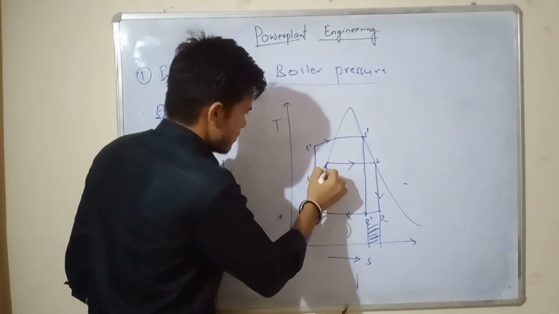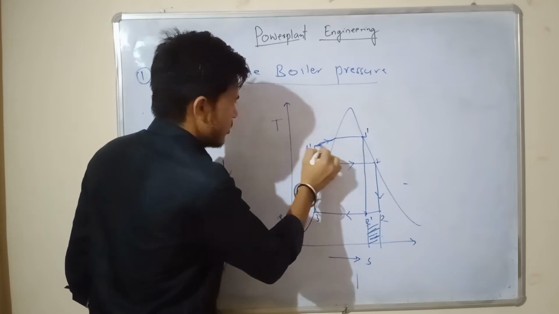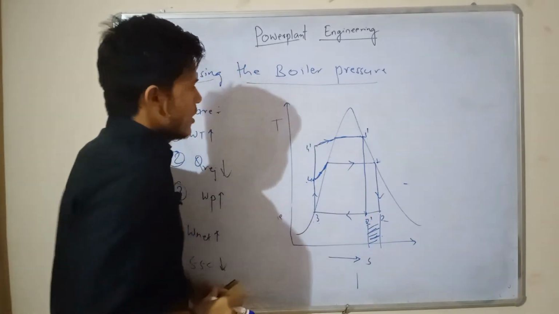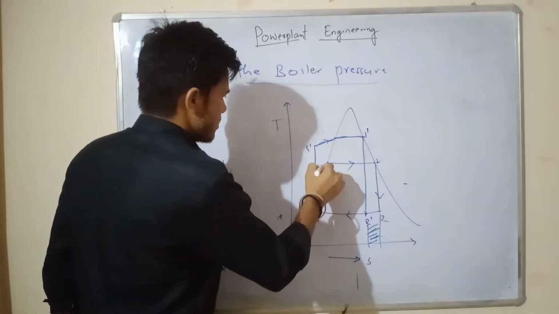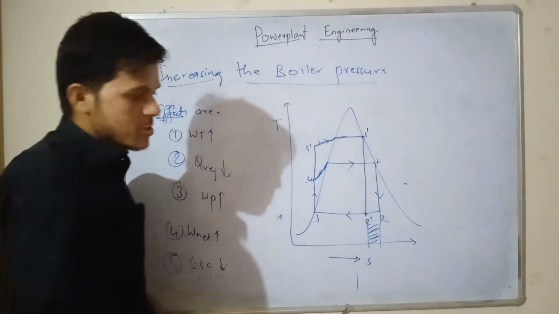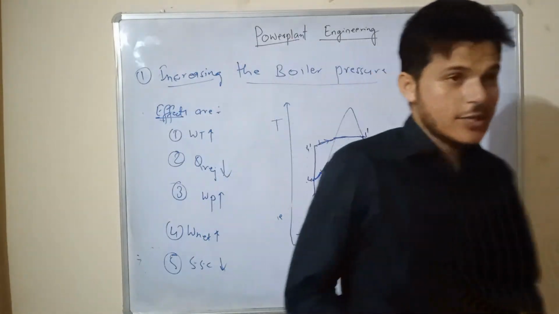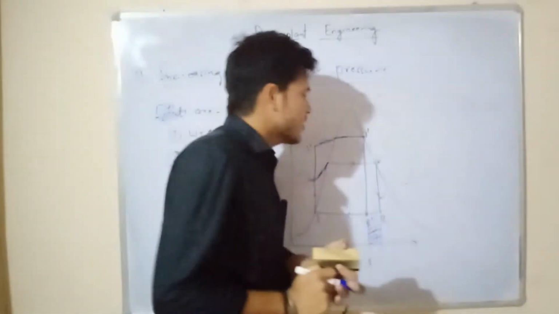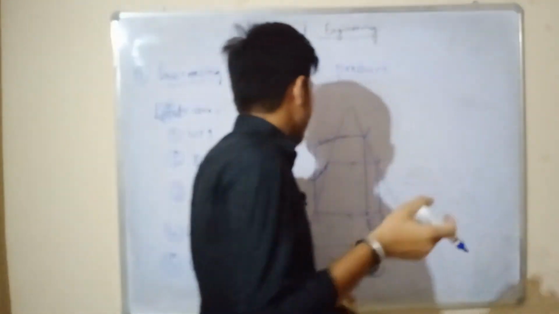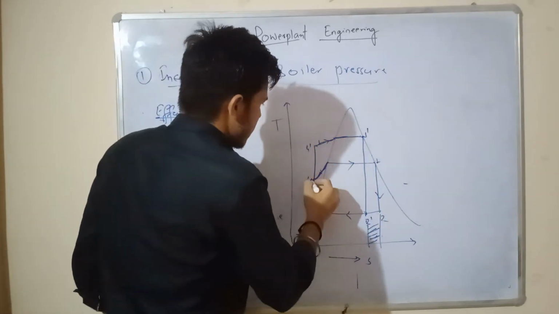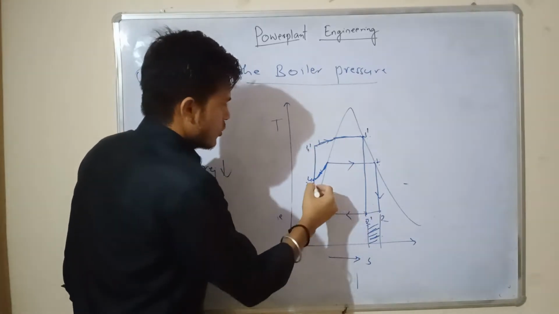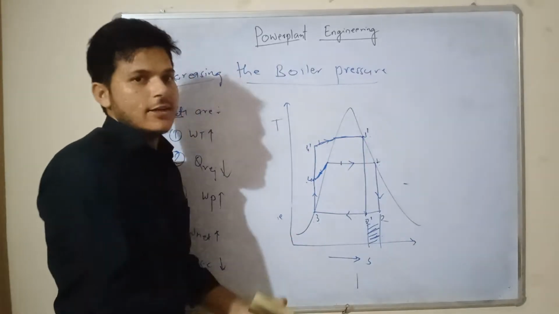In this case, this phase indicates the sensible heat phase, and from here to here indicates the latent heat phase. Now, as you know from thermodynamics, at a high pressure the latent heat becomes very low in comparison to the lower pressure. So the latent heat of 4 to 1 at this point is more than in this case.